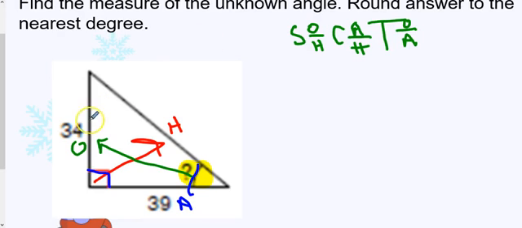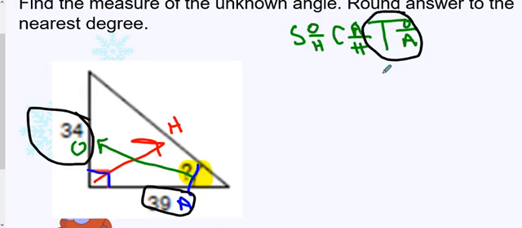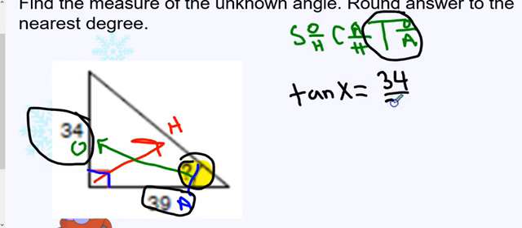And then I'm going to circle my pieces. I've got stuff on O, I've got stuff on A. So O and A gives me tangent. So I'm going to say tan. I forgot to circle my angle, right? We're looking for that. So next to this is going to get an X because we don't have an angle value, is equal to 34 over 39. Again, we want to cancel out tan, so we're going to use tangent inverse.